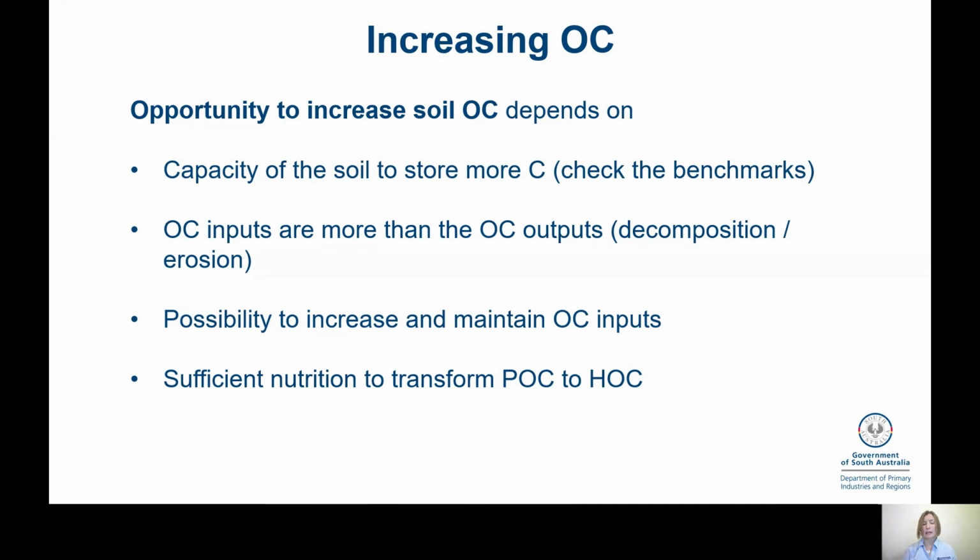And we also have to think about having sufficient nutrients in our soils to be able to allow the transformation of the particulate fraction to the humus fraction, so we can have this longer term storage of soil. So we're looking at that decade storage in our soils.